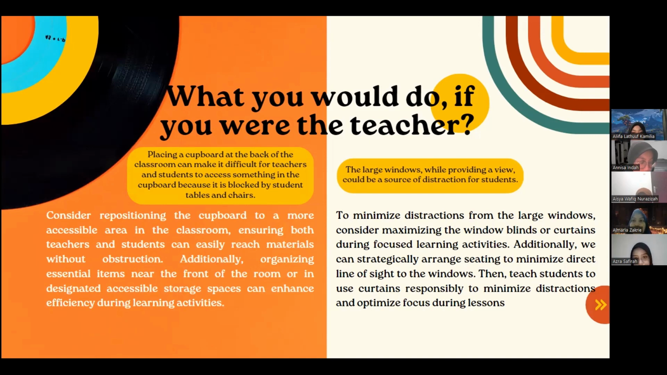Additionally, organizing essential items near the front of the room or in designated accessible storage spaces can enhance efficiency during learning activities. And the last issue is that the large windows, while providing a view, could be a source of distraction for students. To address this issue, we can close the window blinds or curtains during focused learning activities. Additionally, we can strategically arrange seating to minimize direct line of sight to the windows, then teach students to use curtains responsibly to minimize distraction and optimize focus during lessons.